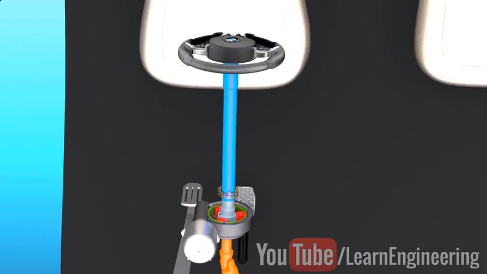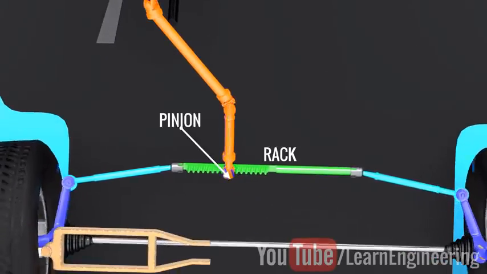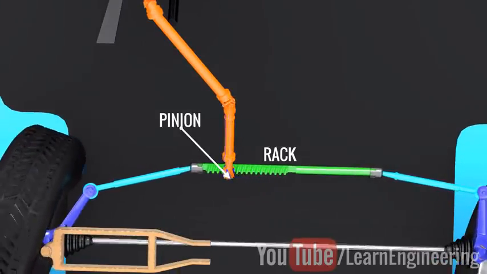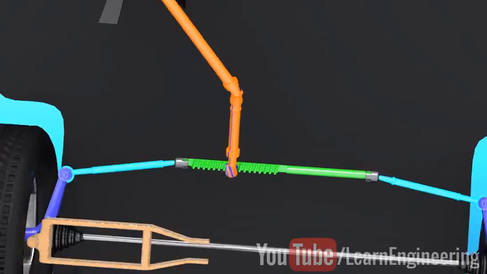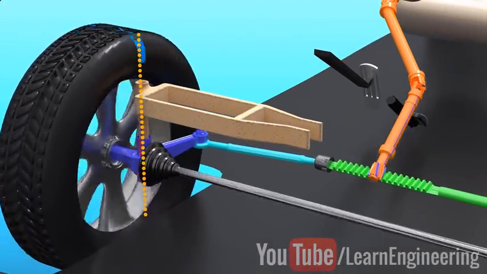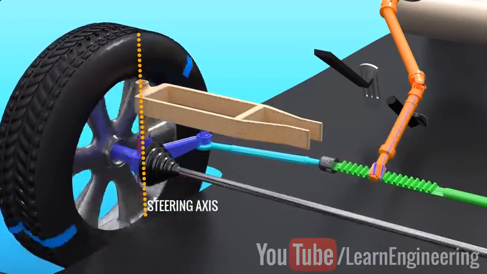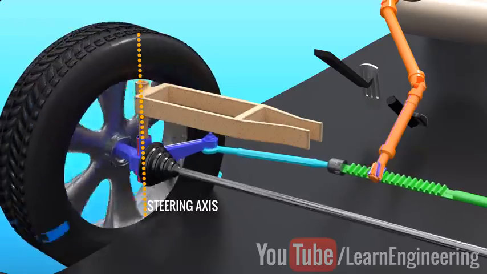It is clear that the rotation of the steering wheel is transferred to the rack and pinion mechanism, which then turns both the wheels. If you observe closely, you can see that the wheels are turning along a particular axis. This axis is called the steering axis. In the current demonstration, you can see that the steering axis is perfectly vertical.